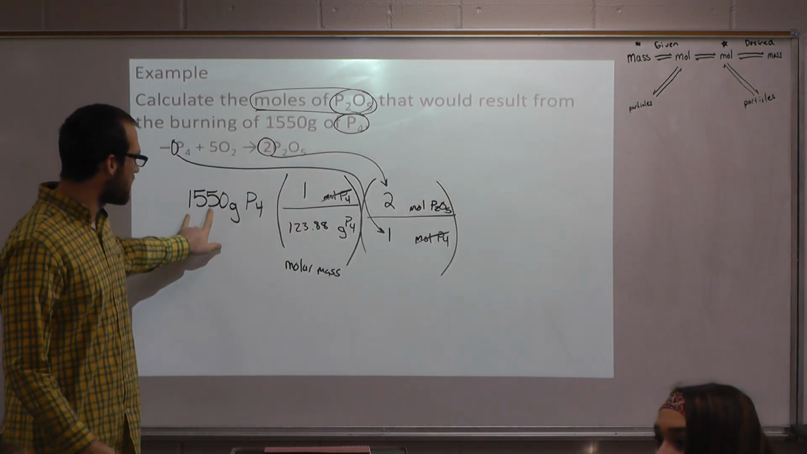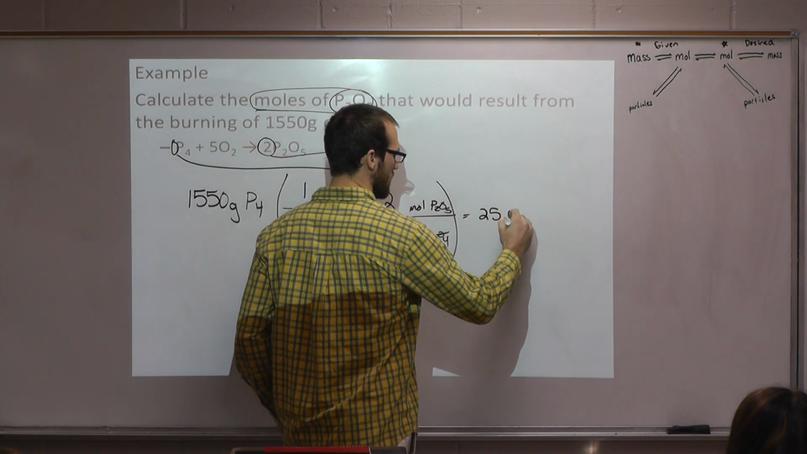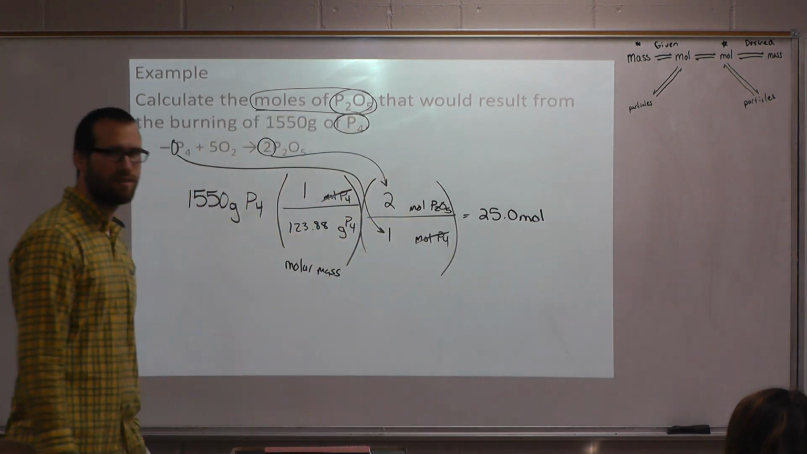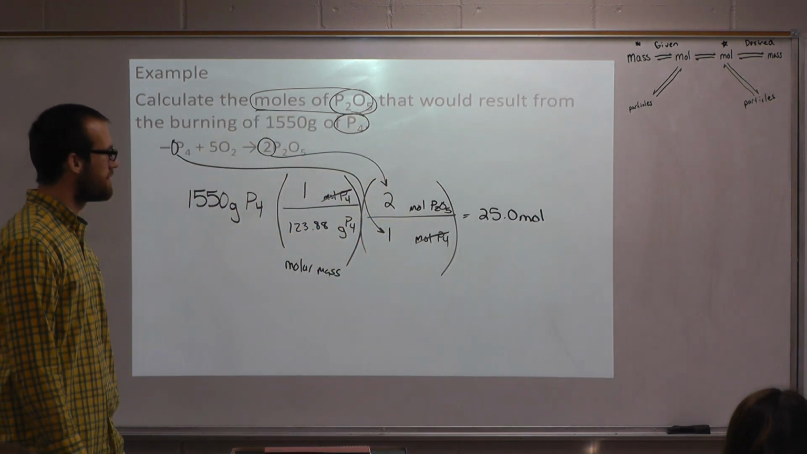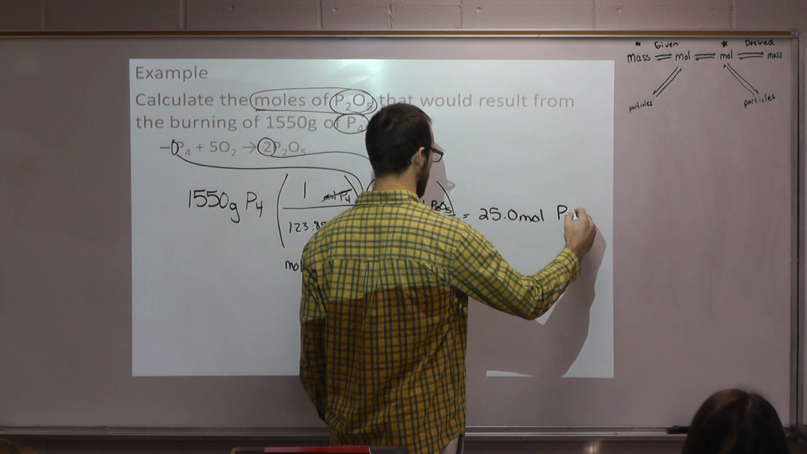25.02. This says three sig figs. So 25, no, 2. You're right, 25.02. Oh, because it's between the numbers. That's three sig figs. Yeah.